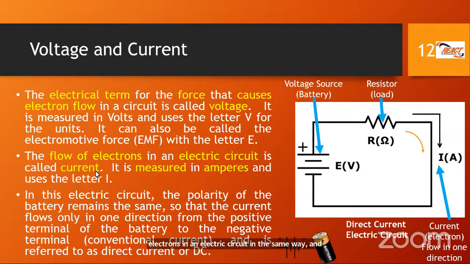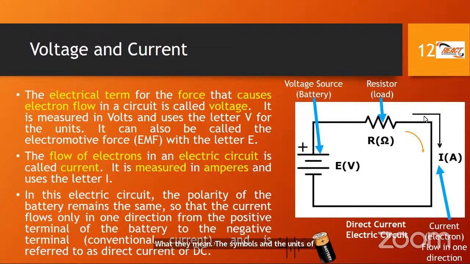And it has a measurement. It is measured in amperes. So while voltage, or the electromotive force, is measured in volts, the current, the flow itself, is measured in amperes, and we use the letter I. So we need to be familiar with these terms, what they mean, the symbols, and the units of measurement.